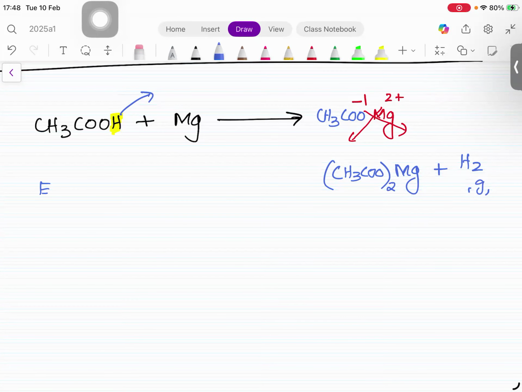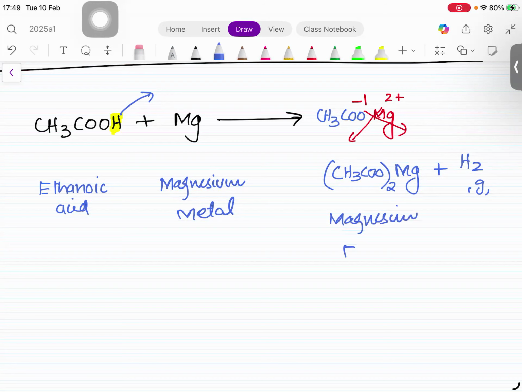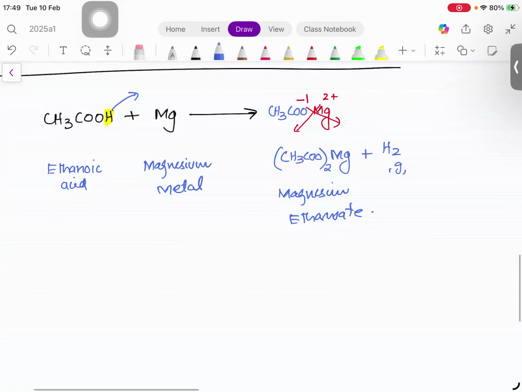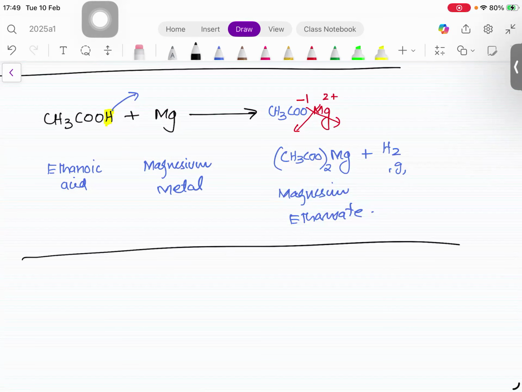So ethanoic acid reacts with Mg metal, and the salt formed is magnesium ethanoate. Okay. Now the same principle goes ahead.